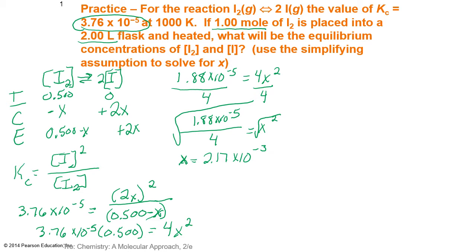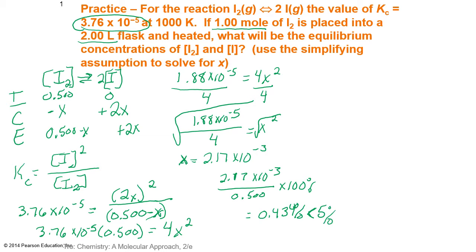Now we do want to check to make sure that that approximation was valid. So we're going to compare this value back to our original concentration, multiply by 100. And we see that that value is 0.434%, which is significantly less than 5%, meaning that our approximation is valid. We can definitely assume that x is small compared to the original concentration.